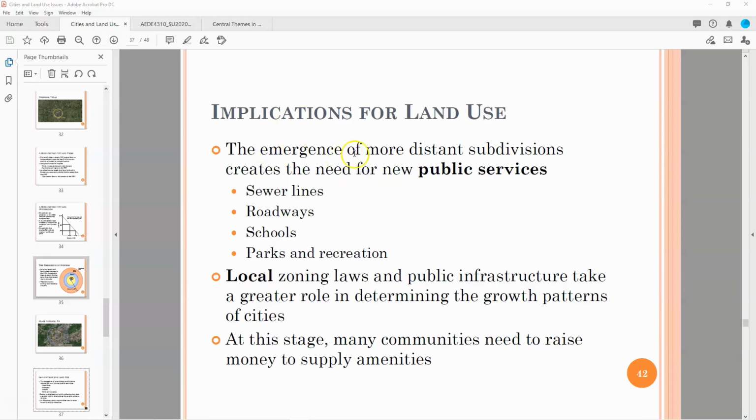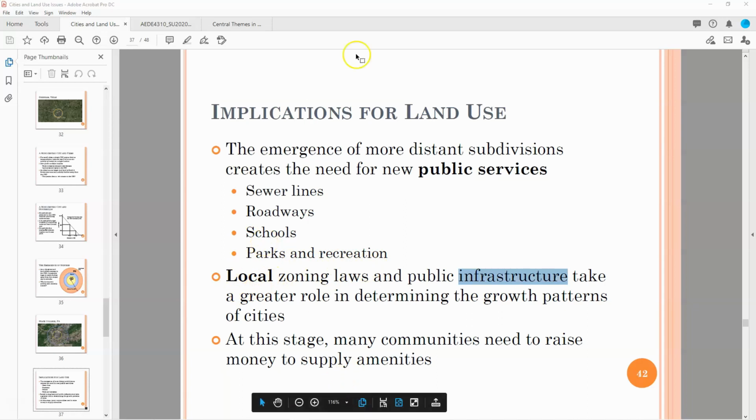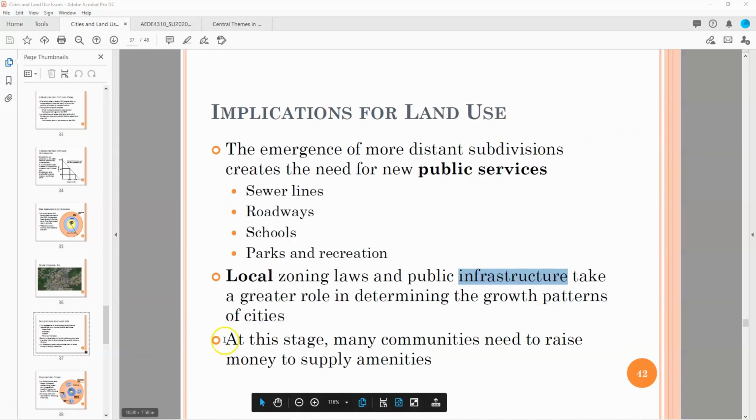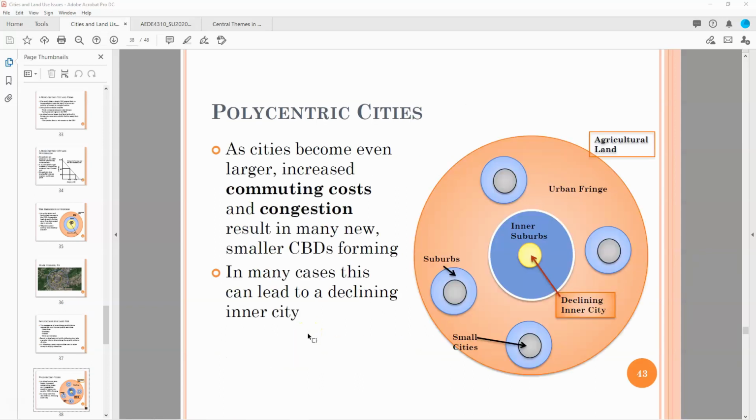And the emergence of more distinct subdivisions creates the need for new public services, like public schools, highways, roadways, public parks, and recreation areas. Then our government takes a great role in determining the growth patterns of cities because they are deciding the local zoning laws and the public infrastructure. And at this stage, many communities need to raise money to supply amenities.